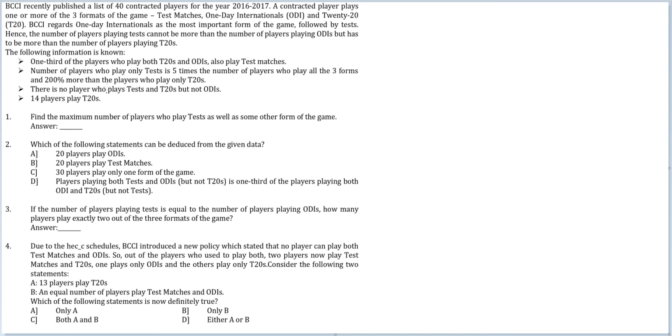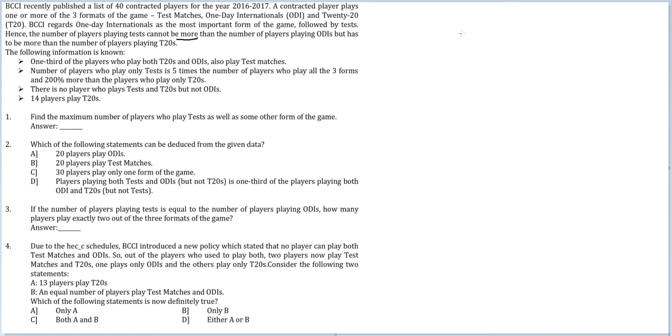Pay attention to this condition. It says cannot be more. Can they be equal? Yes. But it has to be more than the number of players playing T20s. Number of players playing test has to be greater than number of players playing T20s. But test and ODI can be equal. Either ODI is singularly the largest group or it is joint largest.